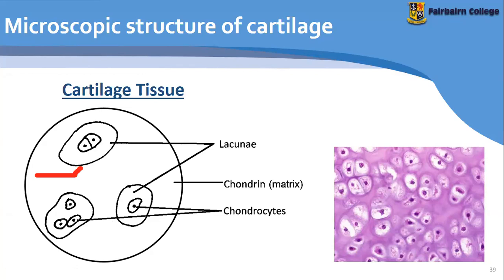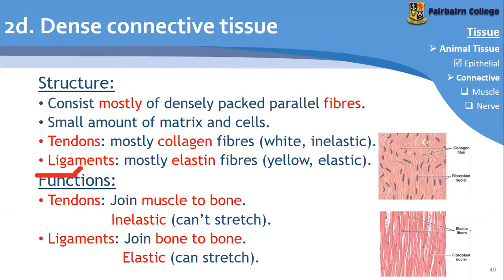Then we move on to the 4th kind of connective tissue. Xander, how do I take away your line there? Thank you. The 4th kind of connective tissue is dense connective tissue. Basically it is the tendons and the ligaments in your body, which we discuss quite a lot.